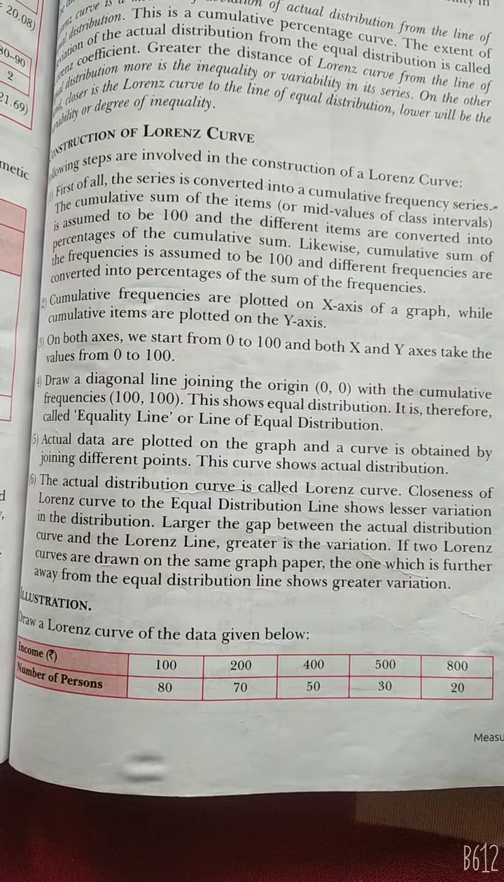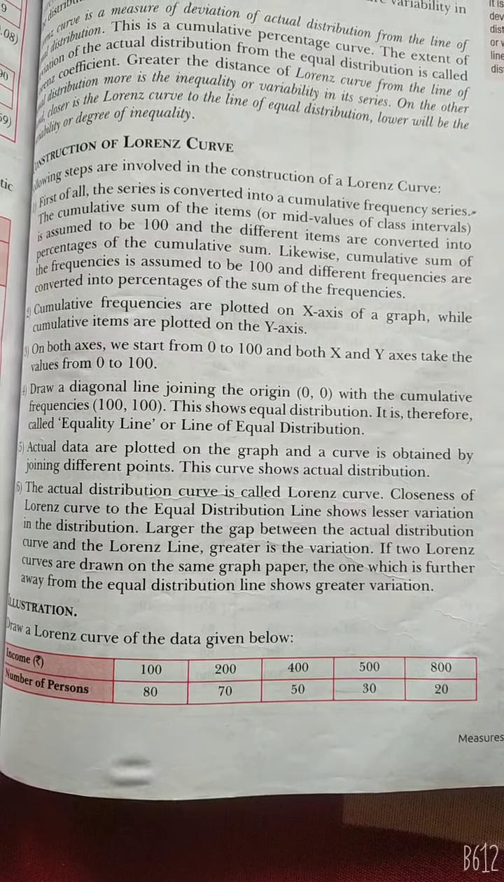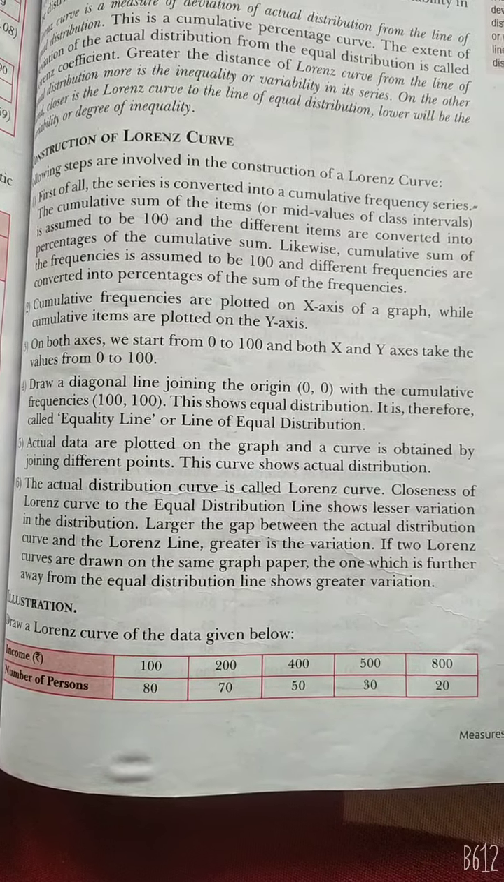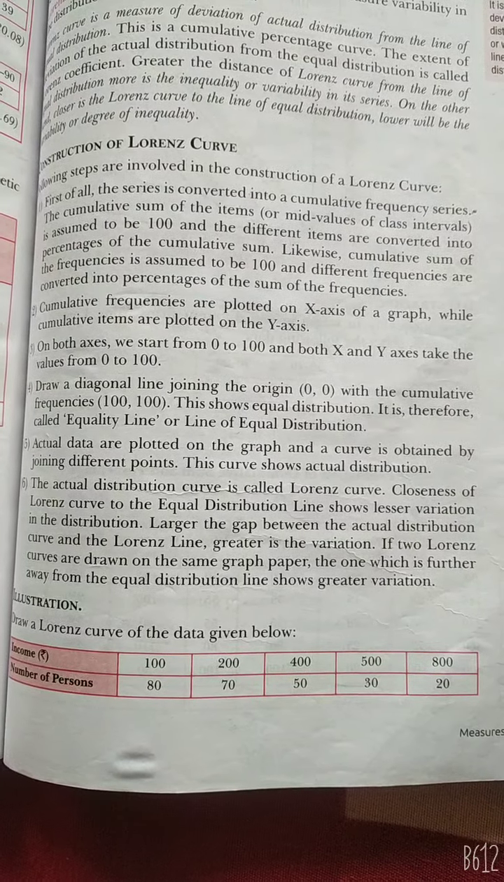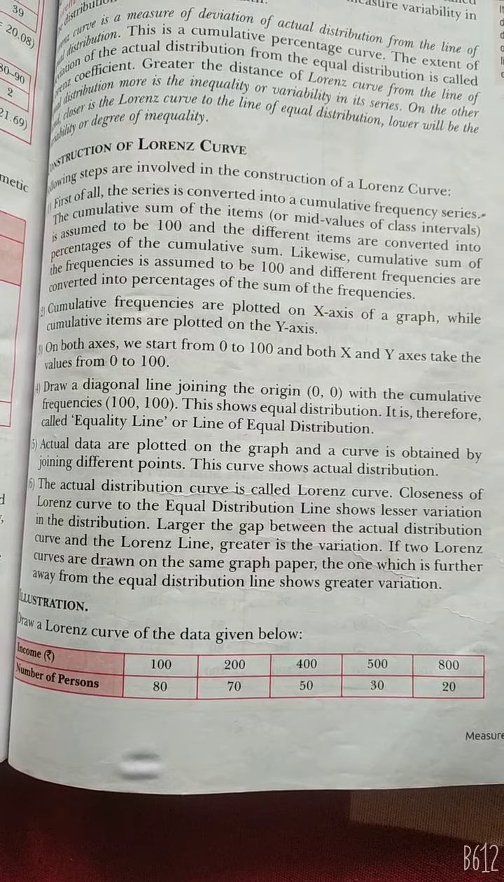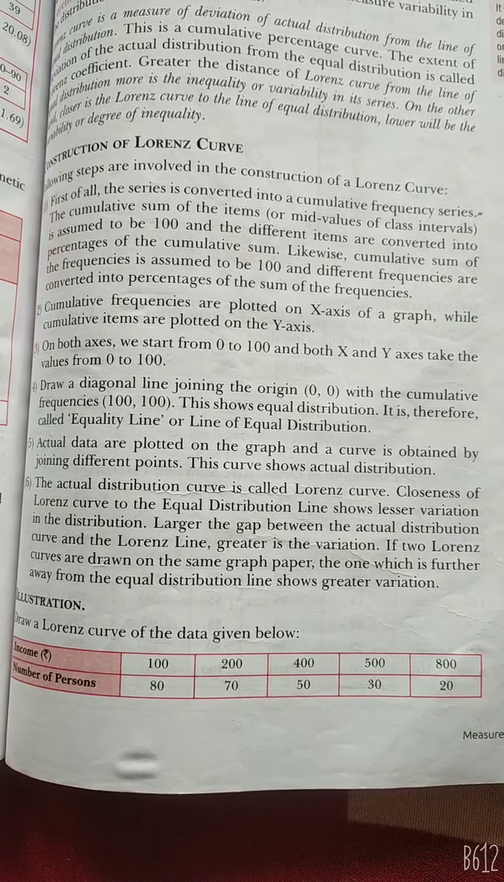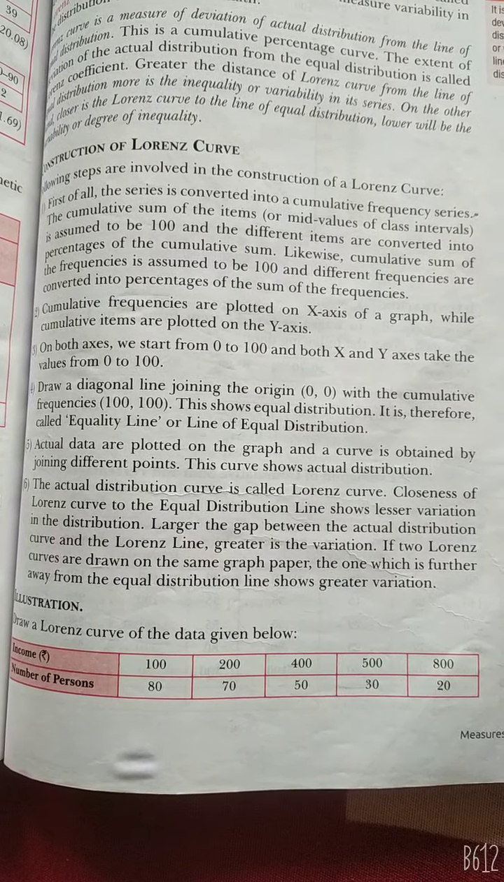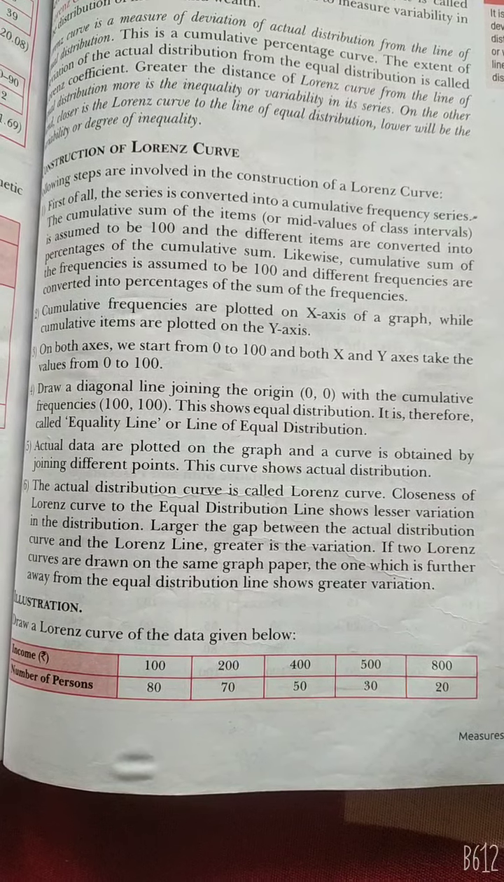The closeness of the Lorenz curve to the equal distribution line shows lesser variation in the distribution, and the larger the gap between the actual distribution curve and the line of equal distribution, the greater is the variation. If two Lorenz curves are drawn on the same graph paper, the one which is further away from the equal distribution line shows the greater variation.